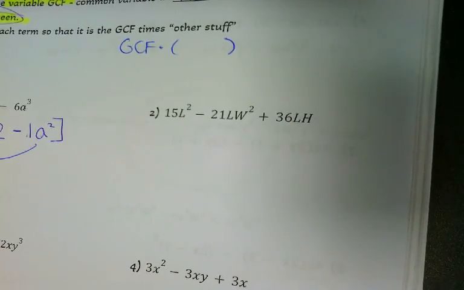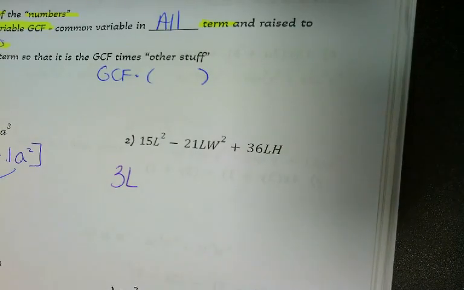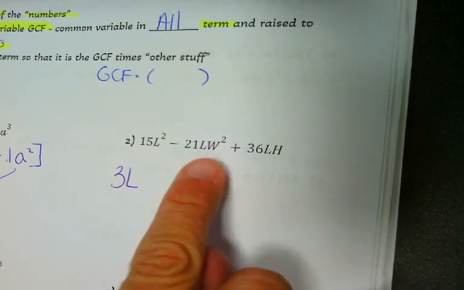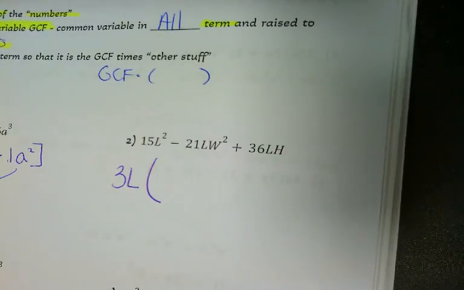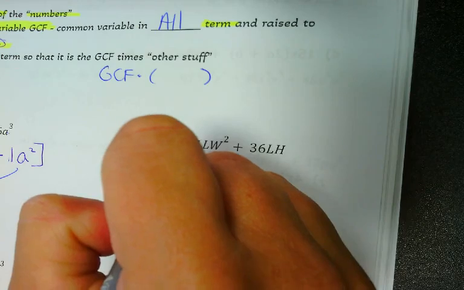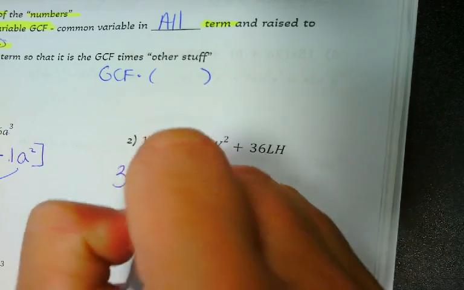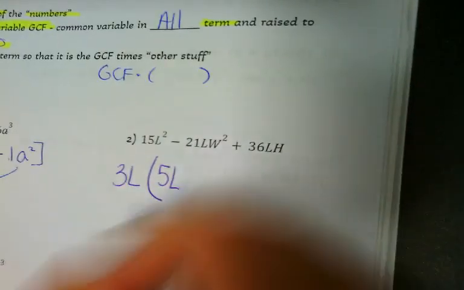Alistair? 3L. How do we feel about 3L? Feeling good? Yeah, that's great. So they're all divisible by 3, all the numbers, and they're all divisible by L. That's perfect. So again, if I take out the 3L, if I divide it out, what number should be left here? Cole, what are you getting? 5 and an L is perfect. So that's 15L squared. Perfect.